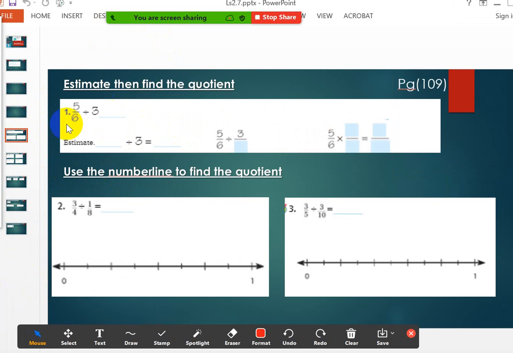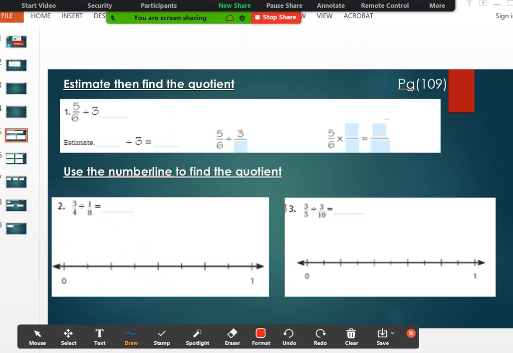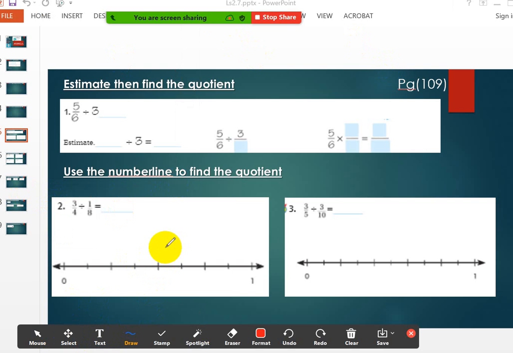I think we solved number 1 or not. Could you please tell me on the chat, did we solve number 1? I think we solved it, right? I don't remember exactly. Okay, girls. Yes, thank you, Jenna. So we solved number 1. So let's do number 2 and 3.